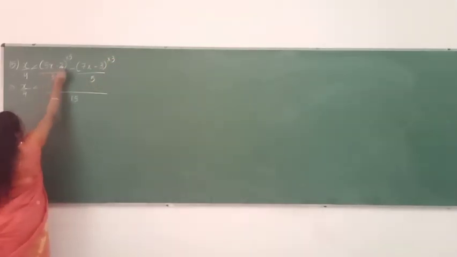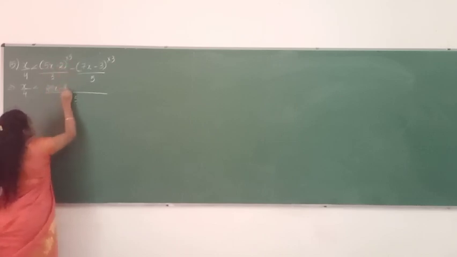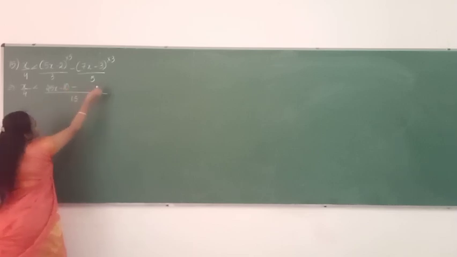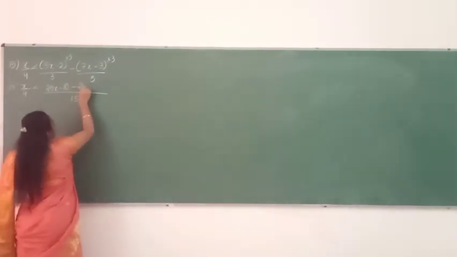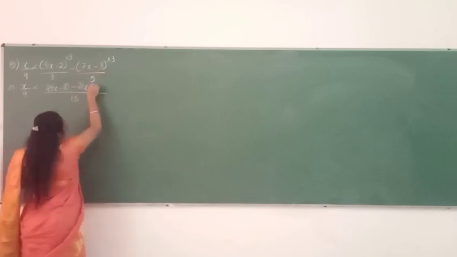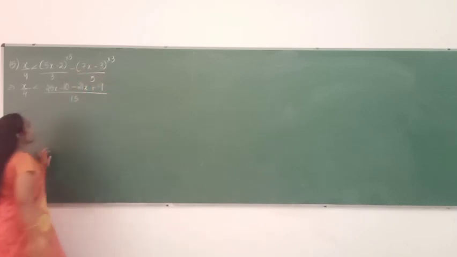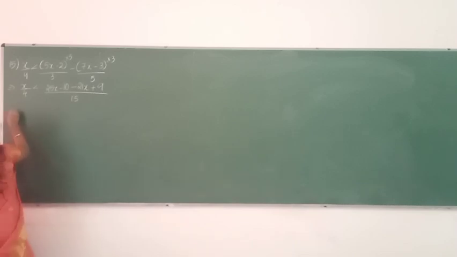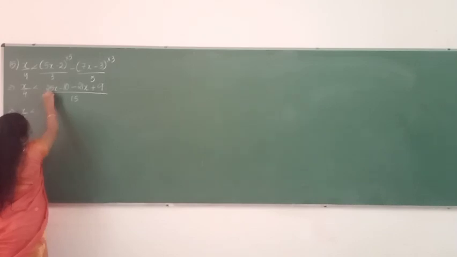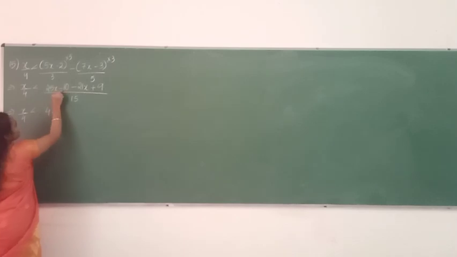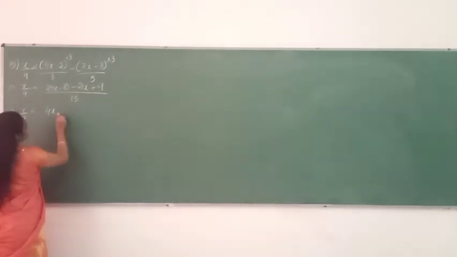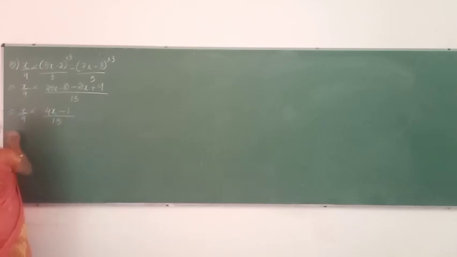Next, multiply 5 inside. 5 5s are 25x minus 5 2s are 10 minus 7 3s are 21x, minus into minus is nothing but plus, 3 3s are 9. X by 4 is less than 25x minus 21x, which is nothing but 4x, minus 10 plus 9, which is nothing but minus 1, whole divided by 15. Now just cross multiply.